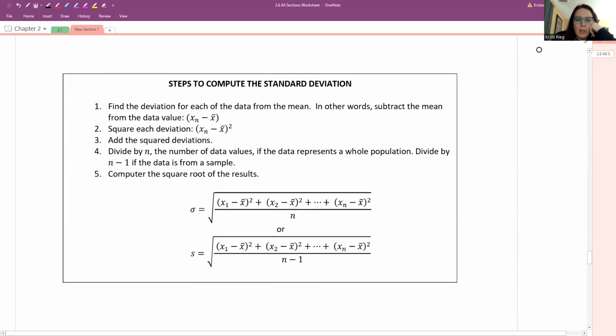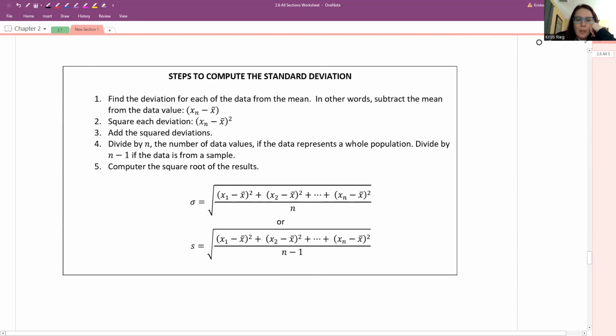Okay, so this is the official formula. I'm gonna go through it step by step. You don't need to memorize this formula. In fact, I prefer that you don't even use this formula because it's such a pain. It's so much easier to just use your calculator. But I do want to talk about the formula so you can see why sigma and S are different.